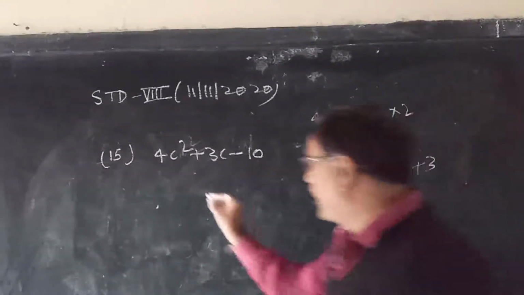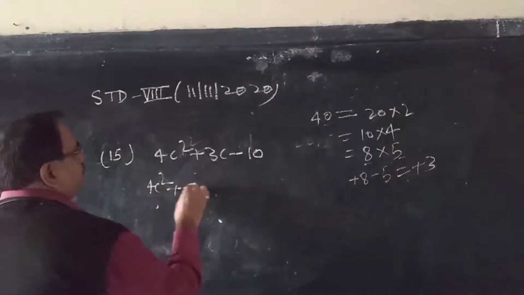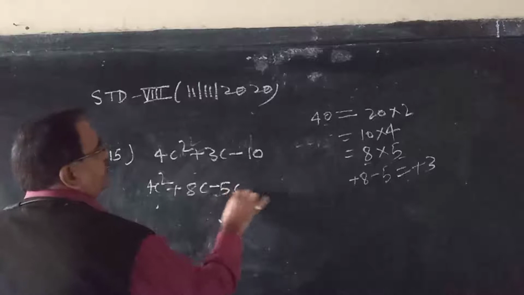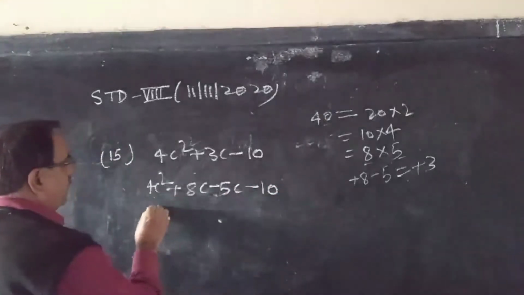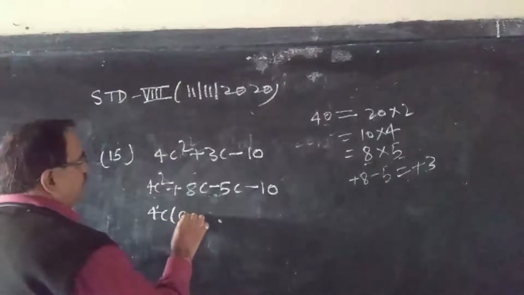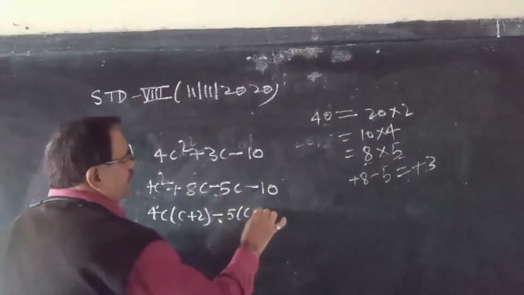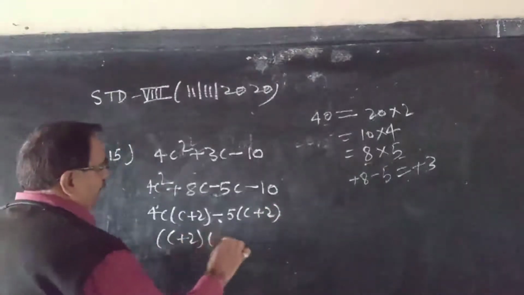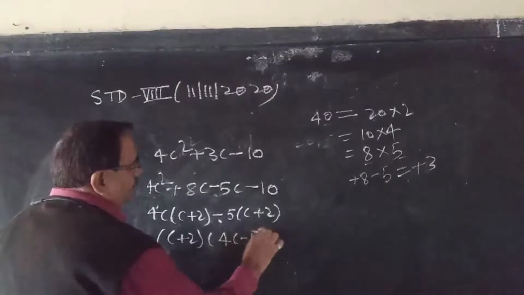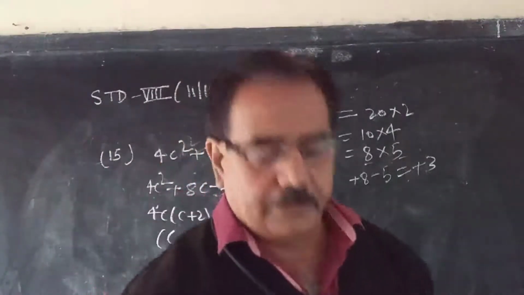So we will write here 4c squared plus 8c minus 5c minus 10. What is common in the first pair? 4c, c plus 2. Here minus 5 common, then c plus 2. On the whole common is c plus 2, then left 4c minus 5. This is our answer. Right.